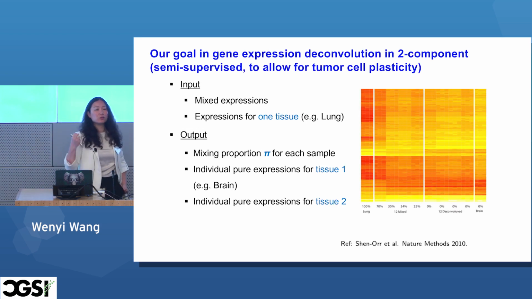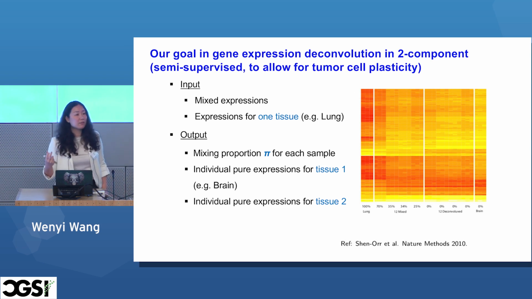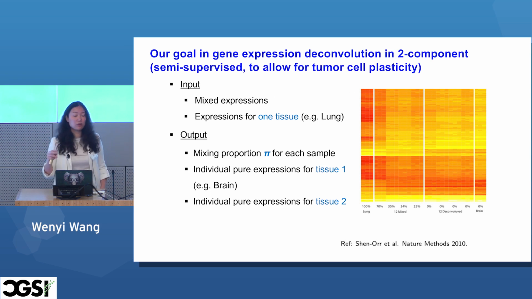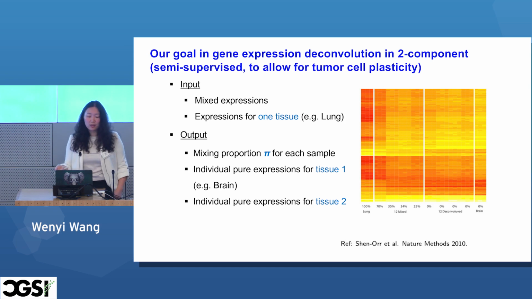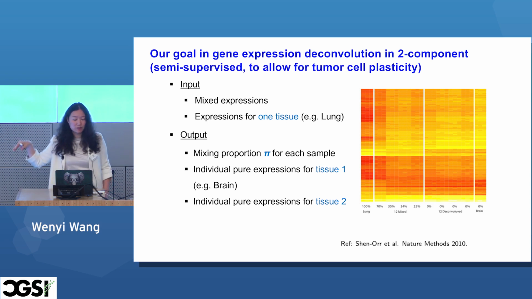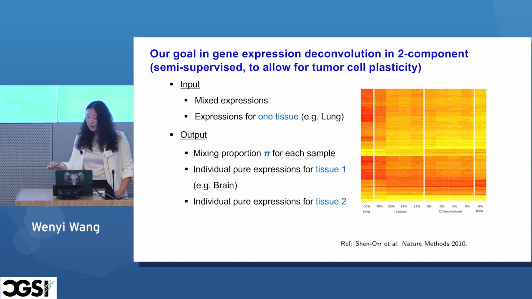As we aim to understand tumor plasticity, our goal here is to perform a semi-supervised deconvolution. Here I'm using a two-component mixture to illustrate the point. We set up our input data as, first, the mixed expressions, as you see on the right. These are a heat map, simply gene expression, genes on the rows and samples on the columns, as well as an additional set of samples that measures expression for one of the two mixing components.